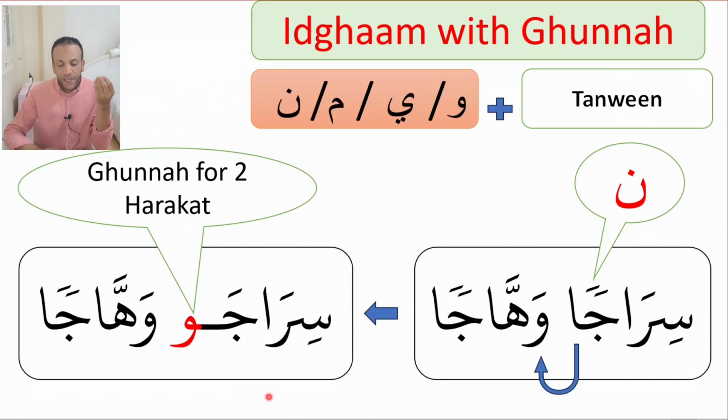Okay, so you will read sirajan wahaja, sirajan wahaja, sirajan, not sirajan, sirajan wahaja. So I will pronounce Waw, sirajan wahaja. I will prolong 2 harakat, or you can prolong, depending on your rhythm in recitation, but you must prolong. What will you prolong? The nasal sound.